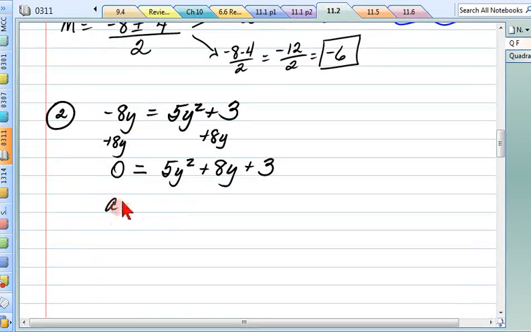All right, what is the value of a? 5. b is 8, and c is 3.